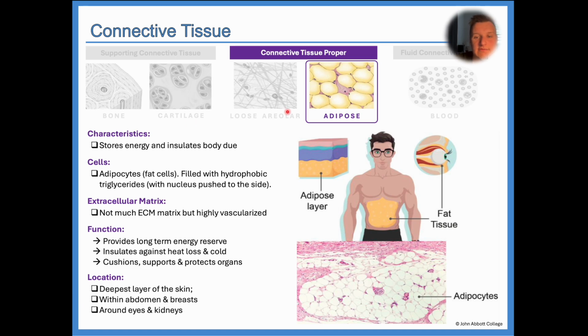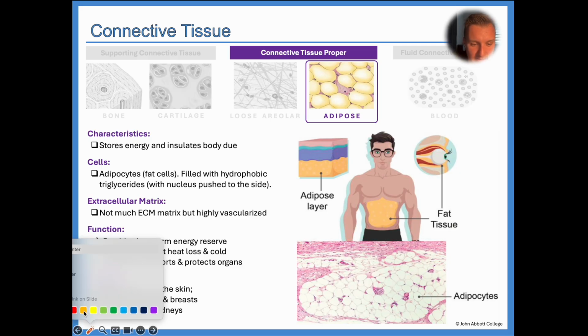And lastly, we have adipose tissue. So this stores energy and it insulates the body. So over here you have these big cells, right? These are these big yellow cells. And these cells are called adipocytes. Adipose tissue is fat, so adipocytes are fat cells. Cyte means cell. Adipo means fat, so adipocytes. They're filled with triglycerides. Remember the triglycerides?